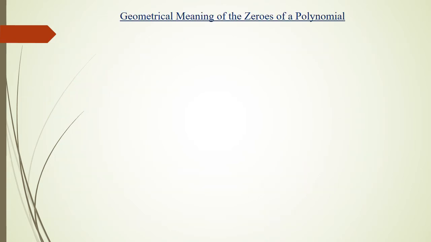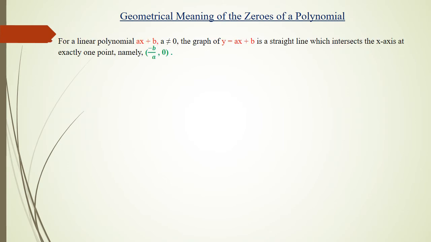Let us understand the geometrical meaning of the zeros of a polynomial. If I have a linear polynomial ax plus b where a is not equal to 0, and I plot a graph of this polynomial considering y is equal to ax plus b, in that case I will get a straight line which will cut the x-axis exactly at one point, and the coordinates of that point are going to be minus b by a comma 0. And among these coordinates, the x coordinate of the point is considered as 0 of that polynomial.